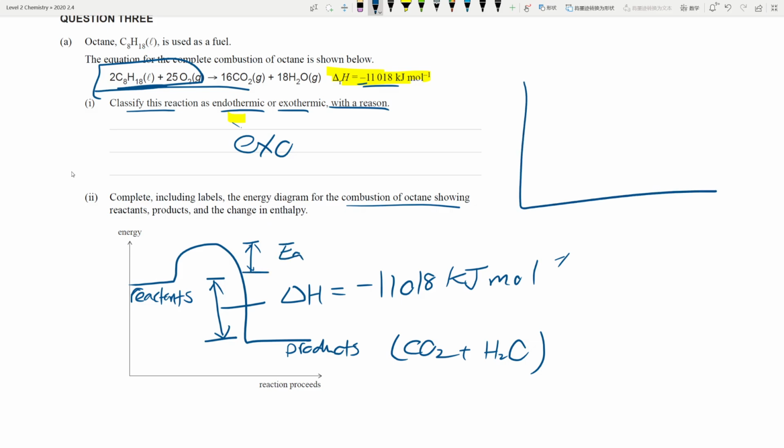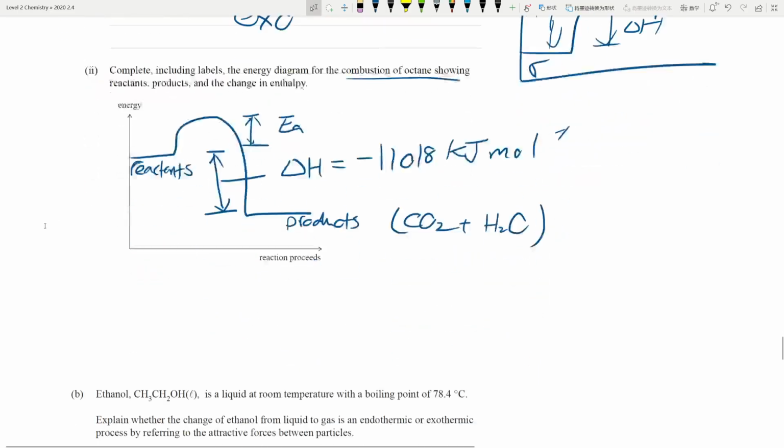If you get asked for an endothermic question, it will look like this. This is your reactants, this is your products. The difference between the two lines is your change of enthalpy, and then the little hump that has to go over is the activation energy. Not a difficult question.